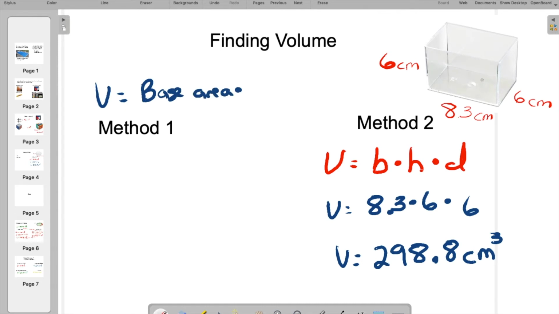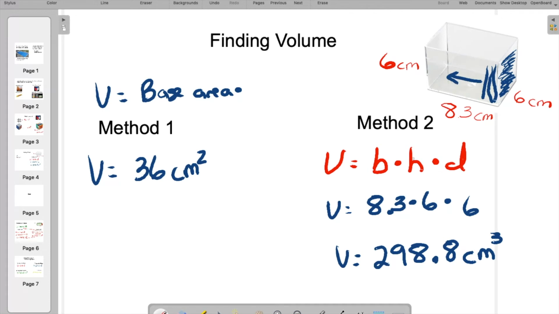Now, I'm going to choose something a little bit different. A lot of you are probably going to choose this front for that base. I'm going to actually choose this side over here, okay? Because it just has to be a shape that's repeated on both. Well, the area of our base here would actually be 36 square centimeters. It's flat.